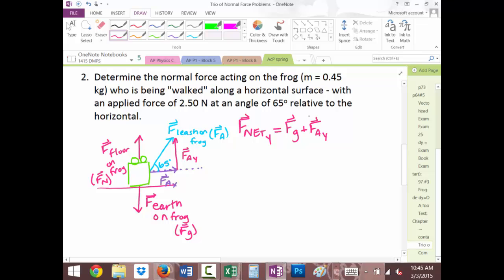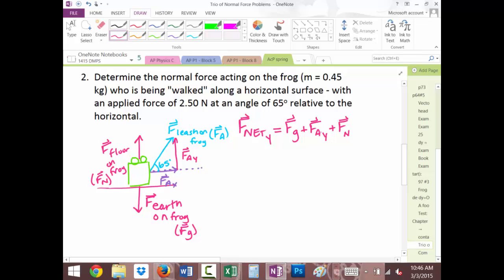Fantastic. Anything else acting in the Y direction? Cindy, what you got? The floor on the frog, absolutely. And I'm going to be lazy, so I'm going to write that as the normal force, but you can write that as floor if you want. Either way is fine.